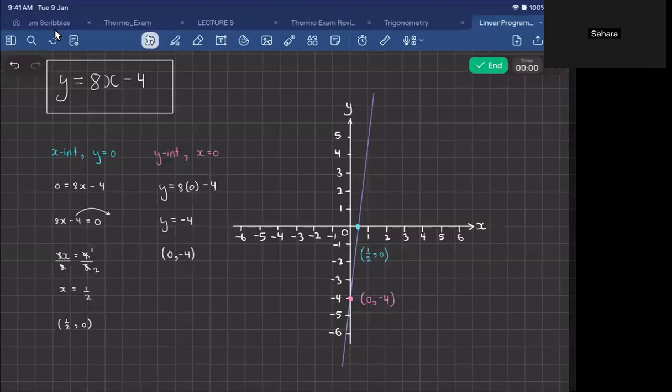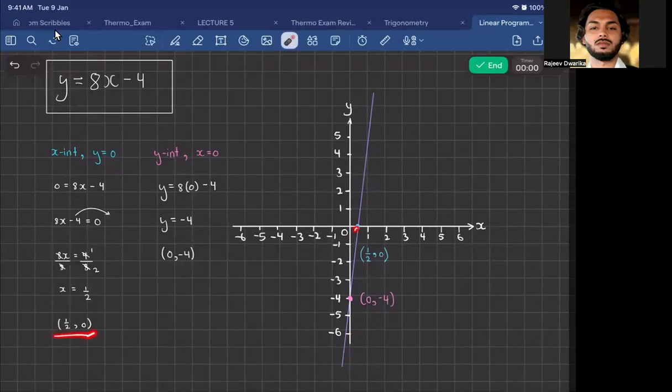Yes, I understand. Okay, good. So this would be over here, a half comma 0, on the x-axis, and 0 comma minus 4, that would be on the y-axis. Then you just connect the points and you draw a line. Right.